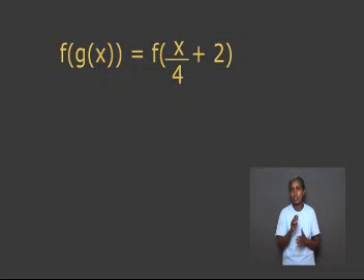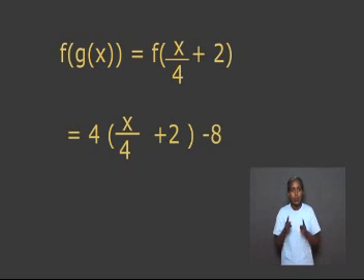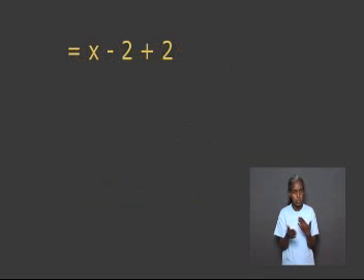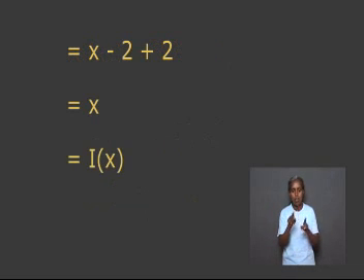First, let us look at f of g of x. This is equal to f of x over 4 plus 2. When we substitute g of x, we are left with the equation 4 times x over 4 plus 2, minus 8, which we may simplify to x. f of x equals I of x, the identity function.